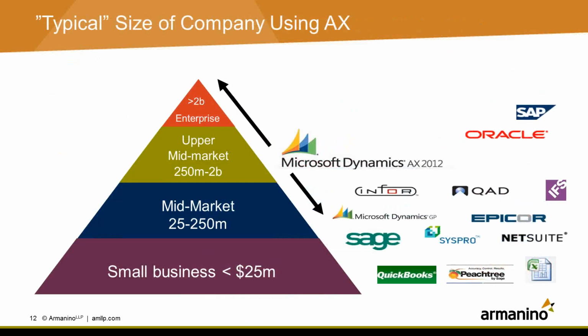But you don't need to be the largest, you don't need to be the fastest growing to be a candidate to take advantage of the benefits of Dynamics AX. I would say the average size AX customer has revenues in the $50 million to $700 million range and is typically stepping up from an older legacy system or upgrading from a smaller, less scalable ERP solution.